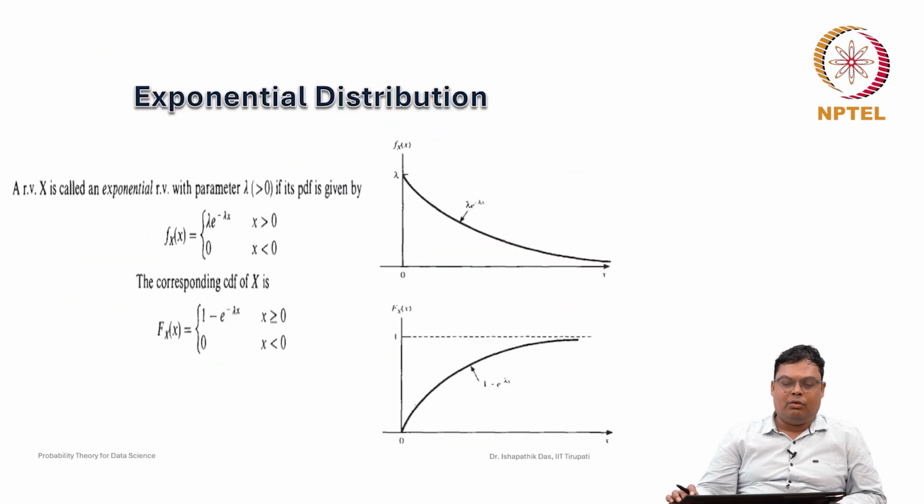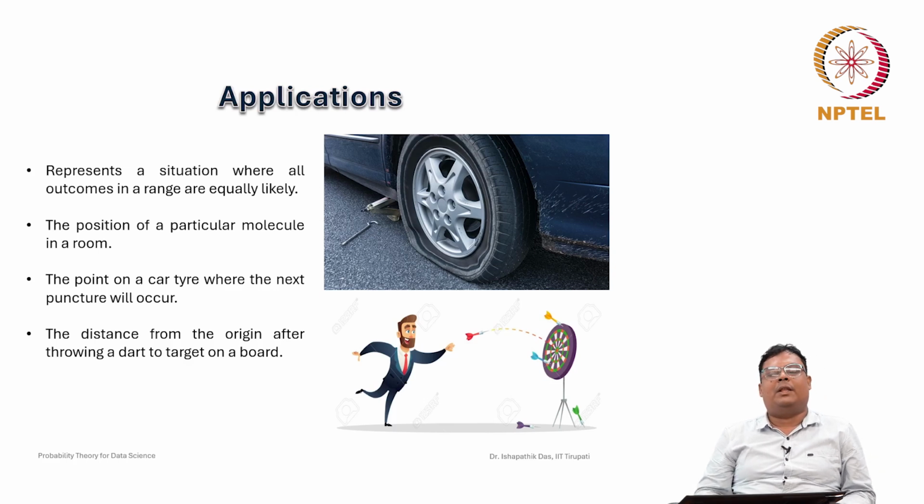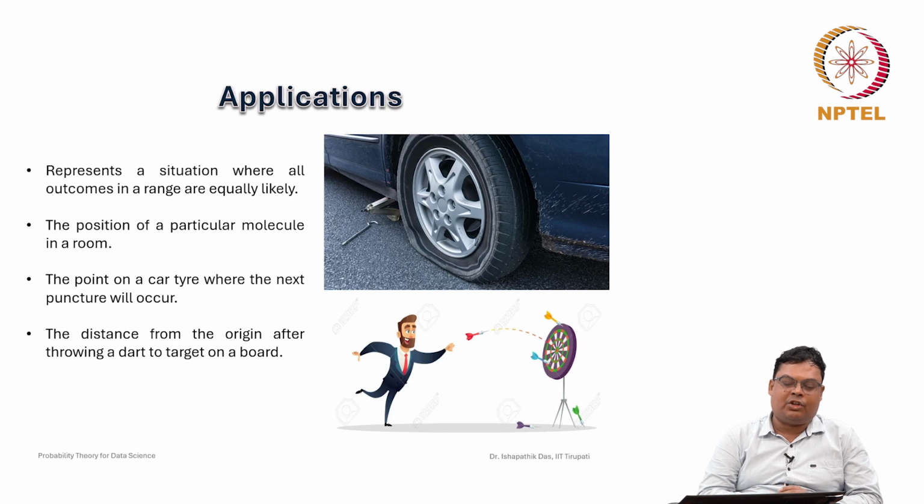So, what are the uses of this random variable? This is the application. It represents a situation where all outcomes in a range are equally likely. So, we do not have any preference or any kind of more weightage we can give, like we do not know that some portion is more probable than the other. In that case we say that it is a uniform distribution. For example, the position of a particular molecule in a room. We do not know that any position can be favored. So, that is why it is uniform.